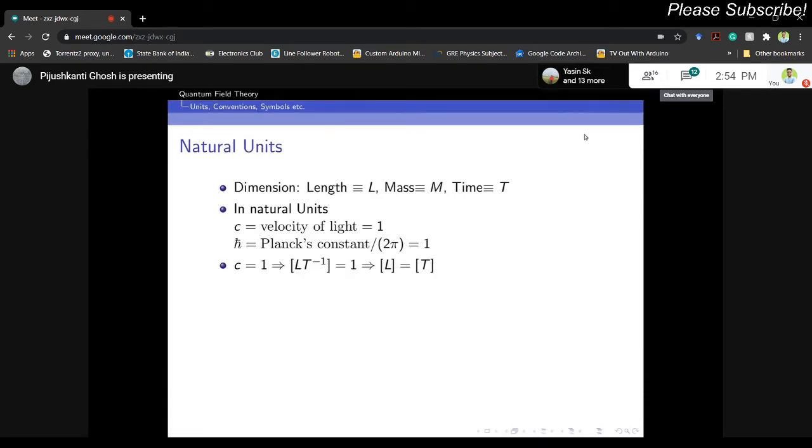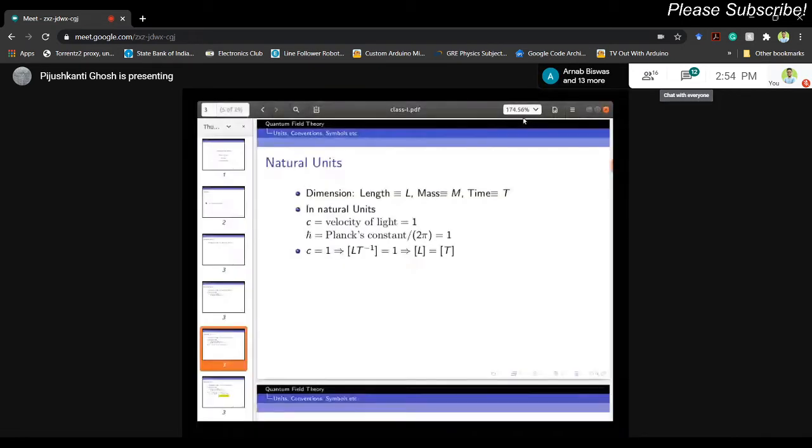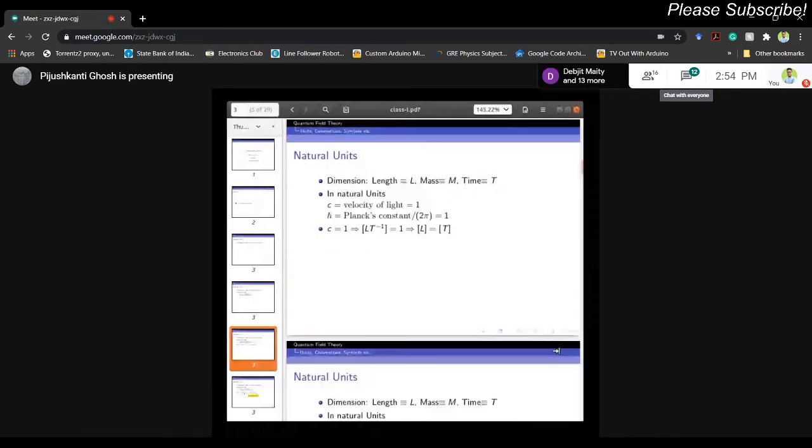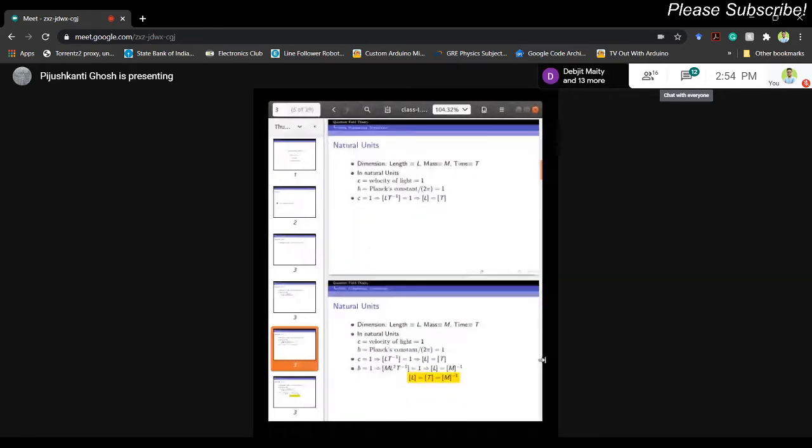So velocity of light is equal to 1 implies that L, what is the dimension of velocity of light? What is the dimension of velocity of light? Hello? L T to the power minus 1. LT inverse. L by T.